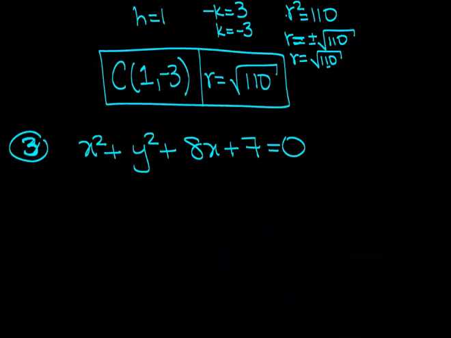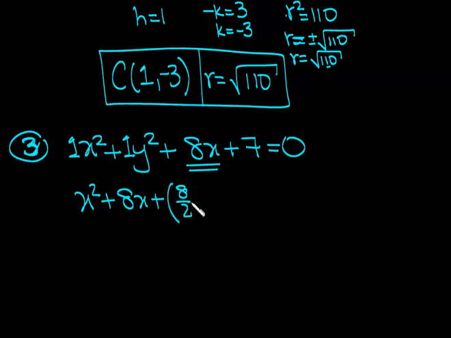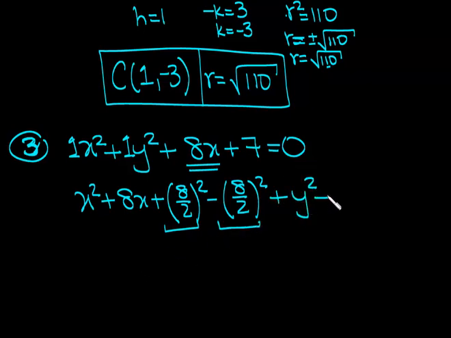So let's do that. In this case, I take x squared. To complete the squares, the leading coefficients of the square terms have to be 1. And we only need to complete the square for x because there's no y term here. There's just an x term, 8x. So plus 8x. We're going to add the middle term, which is 8 divided by 2 squared, and then we're also going to subtract 8 divided by 2 squared. Remember, we always add and subtract. Then you have plus y squared plus 7 is equal to 0.